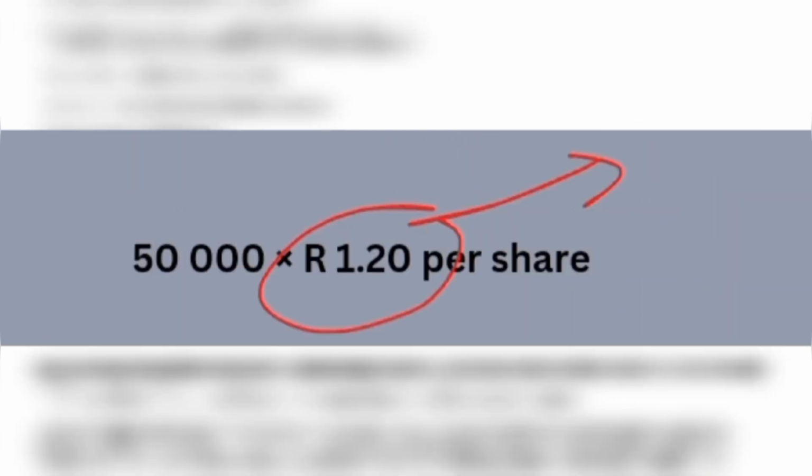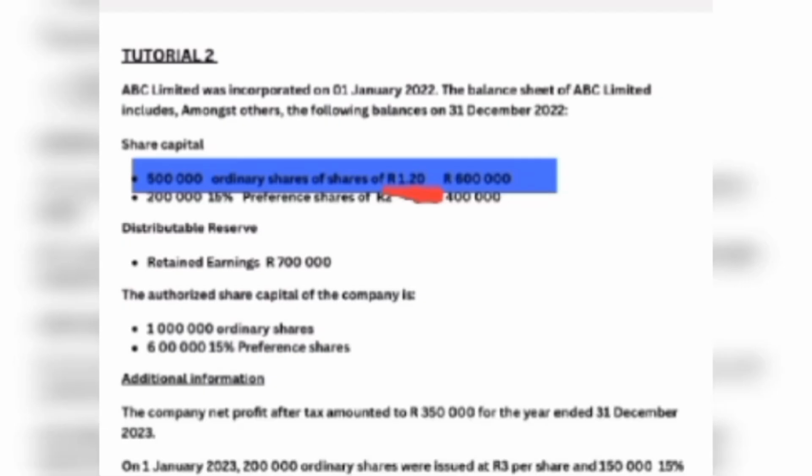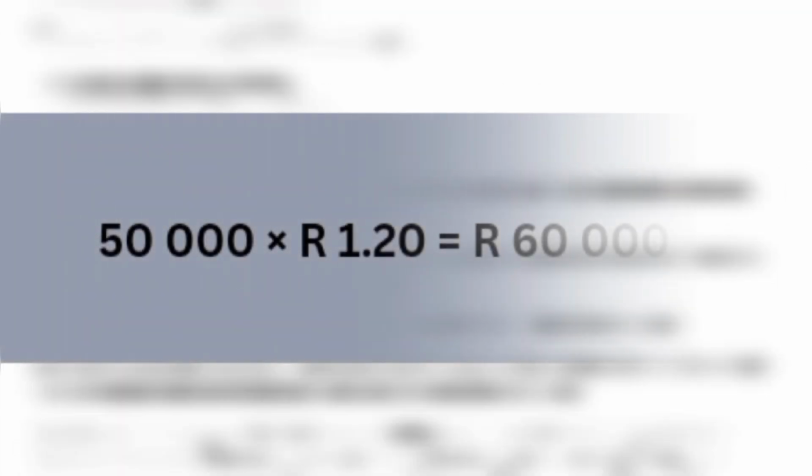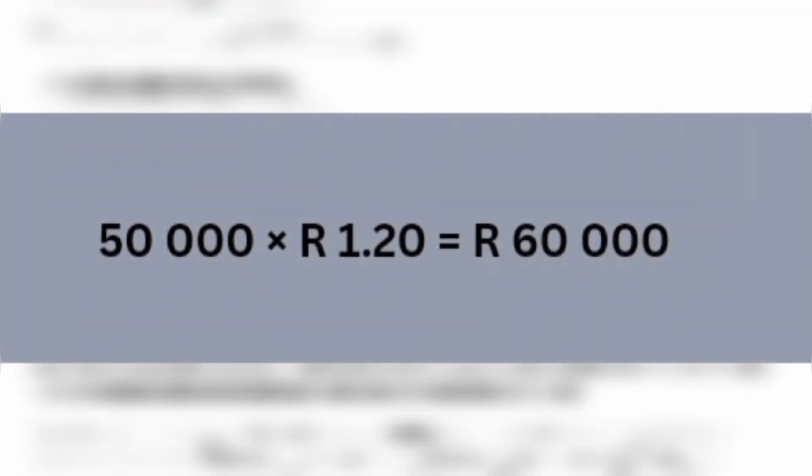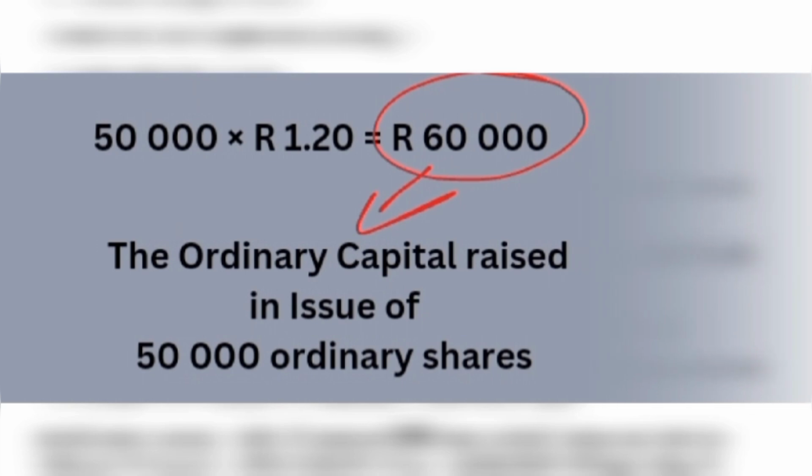So we are going to say 50,000 ordinary shares times 120 per share. 120 is the original price we used when we were issuing these shares last year. Okay, so when you say 50,000 times 120, we get 6,000,000. 6,000,000 is the capital we raised in issue of these 50,000 shares.